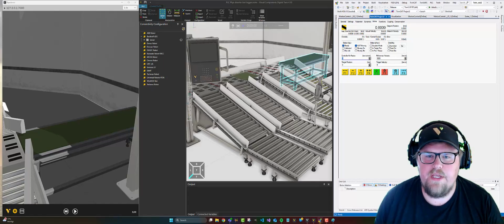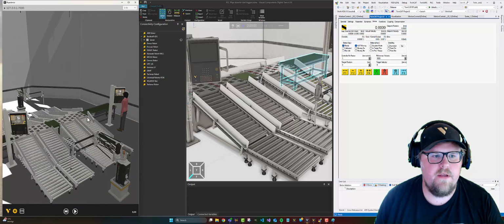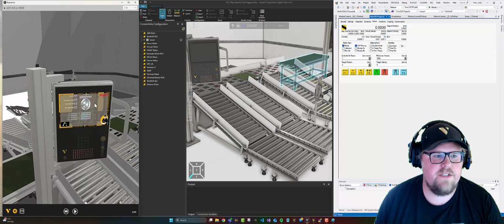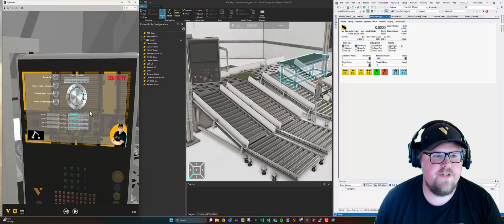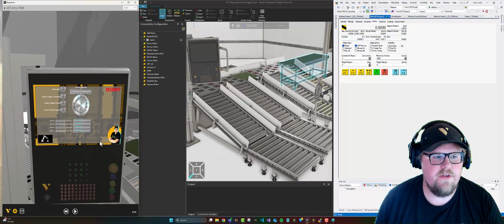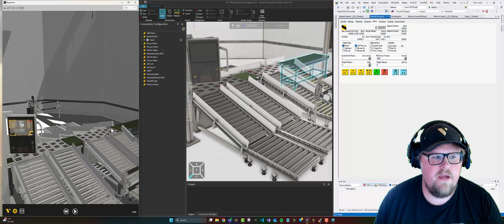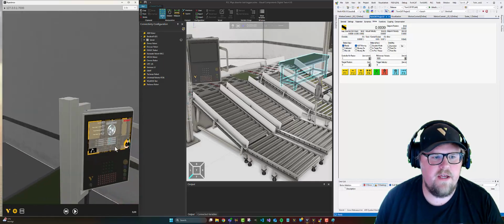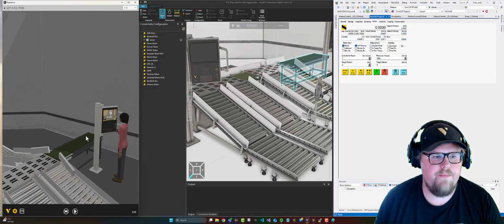And what we're going to do now is hit play in the 3D world. And when we do that, we would see, or actually we already see, the same HMI now, because I put the PLC in run mode. Yes, we have the same HMI there, that our operator is looking at over here.